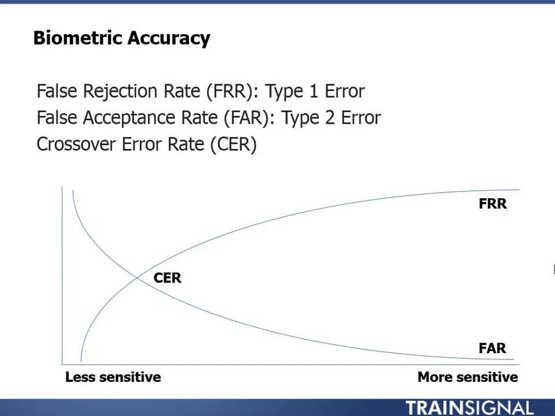So you find this sweet spot between less sensitive and more sensitive, and this is considered the crossover error rate. And the crossover error rate is how we compare different biometric authentication mechanisms to each other. It basically speaks to how accurate and how useful any given biometric authentication mechanism is.